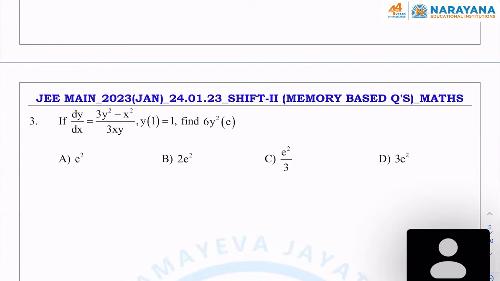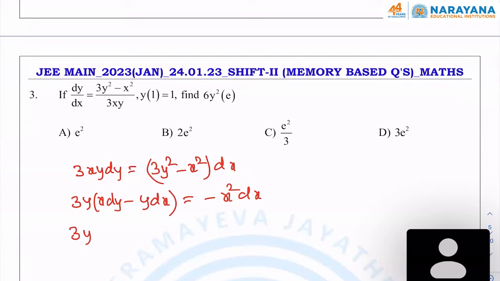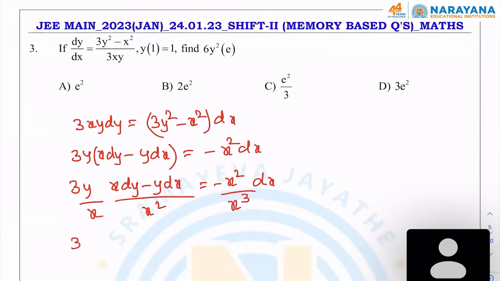So here I want to solve the differential equation. 3xy dy is equal to 3y square minus x square into dx. So 3y into x dy minus y dx is equal to minus x square into dx. Now we have 3y, here we have x dy minus y dx. So I will write x dy minus y dx by x square, and here also I will write y by x. So here we are multiplying with 1 by x cube on the left hand side, so on the right hand side also we have to multiply with 1 by x cube. Now here this is 3 into y by x, and this is d of y by x, is equal to minus dx by x.